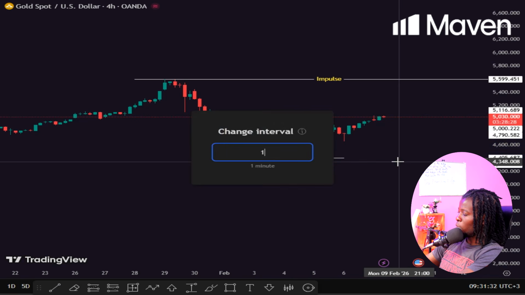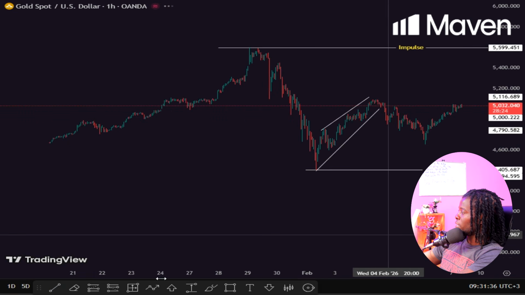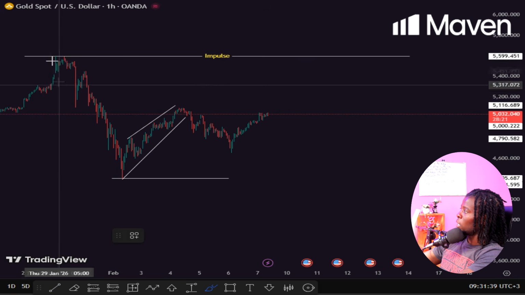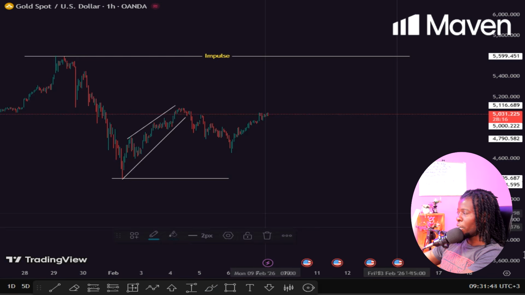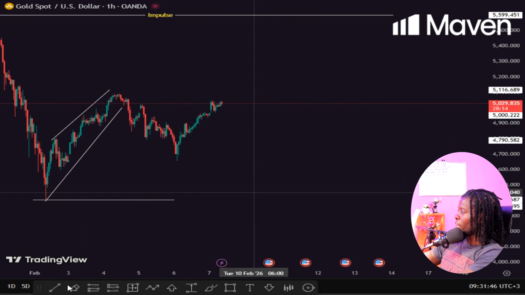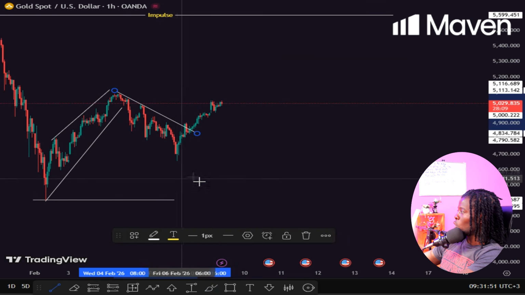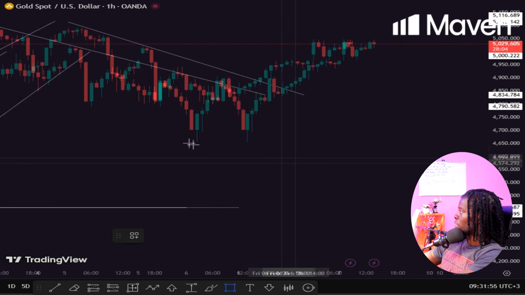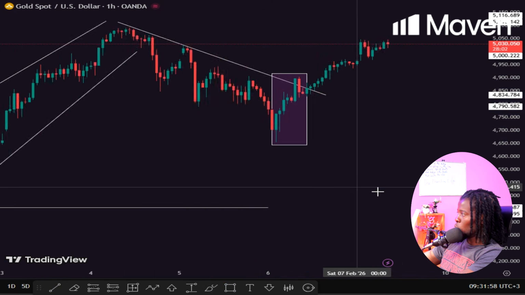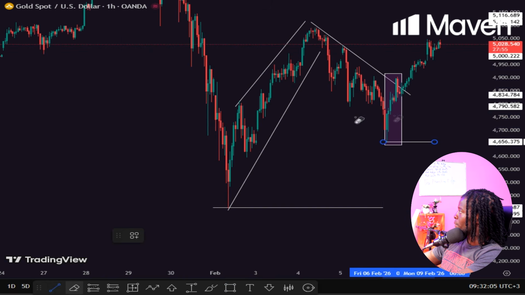Okay, so let me go to the H1. Just like we anticipated, an impulse phase, just like we've drawn, guys, an impulse phase, then our correction. So we should be looking for the market to continue going down, right? Then that happened over here. The market continued dropping, and then all of a sudden, look at this zone right here. What did gold do? That's the beginning of a new impulse phase right there.